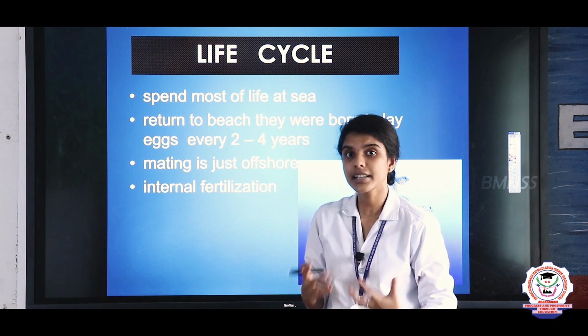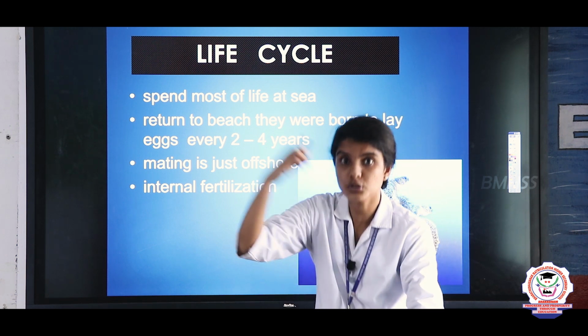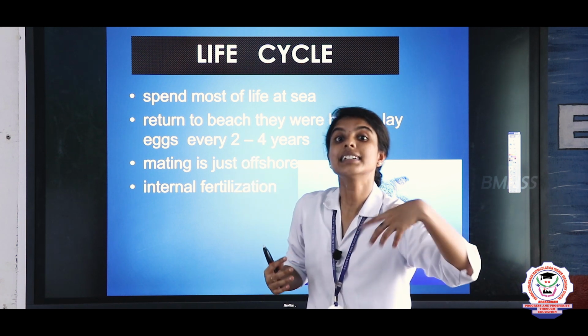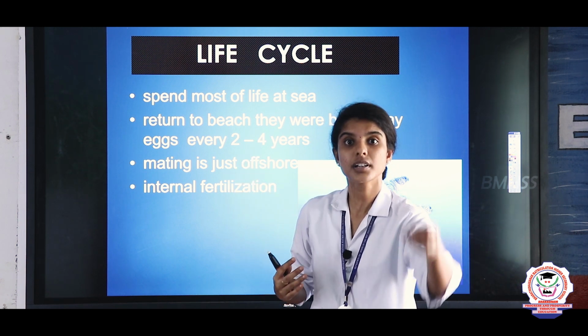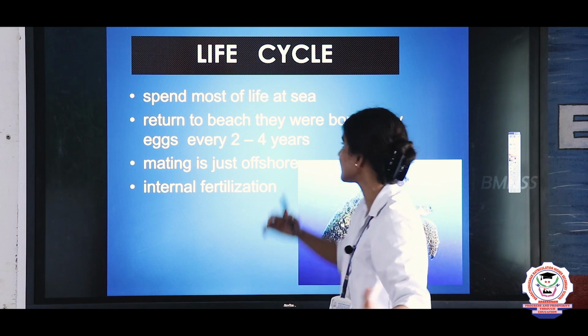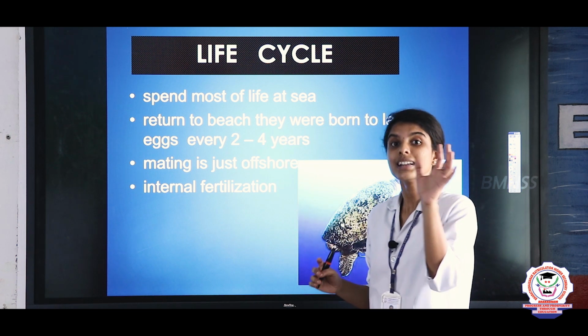So what does the sea turtle do? அது எங்க பொறந்ததோ அந்த இடத்துக்கே போயிட்டு it lays its eggs. So அந்த இடத்துக்கே போயிட்டு அது முட்டை போடும். ஓகேவா? So that is the important thing to notice about the sea turtle.